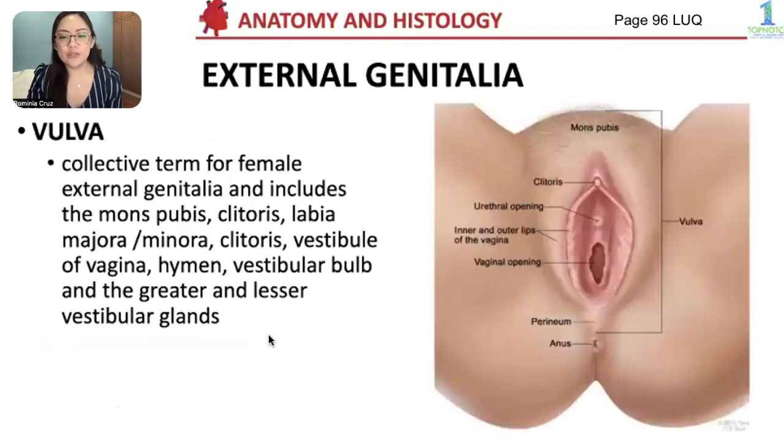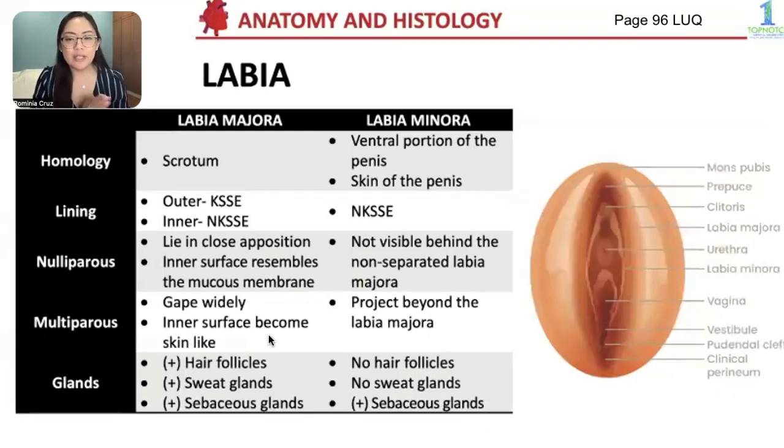So let's move on to your external genitalia. Your external genitalia, we collectively call this your vulva, and it's composed of your mons pubis, the labia, the clitoris, the vestibule of the vagina, the hymen, vestibular bulb, and your greater and lesser vestibular glands. So this table summarizes the difference between your labia majora and your labia minora. Very important in this table is to know that both your labia minora and majora are actually lined by squamous epithelium, and only the outer part of your majora is keratinized.